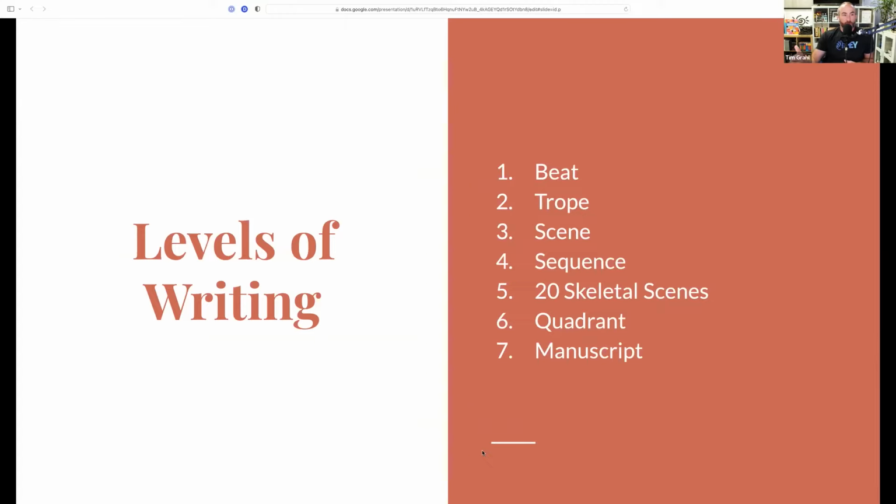To understand writing and to be able to write a story that works, you have to be able to understand and operate at all of these levels of writing.